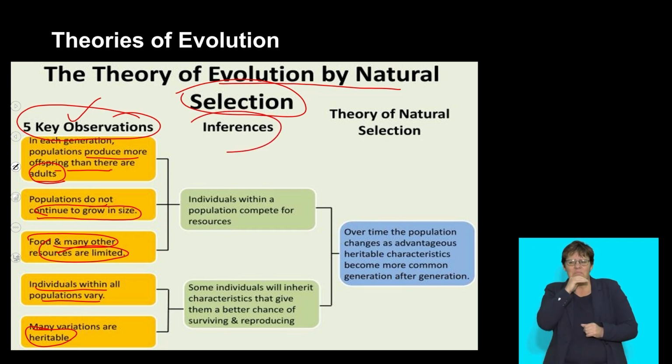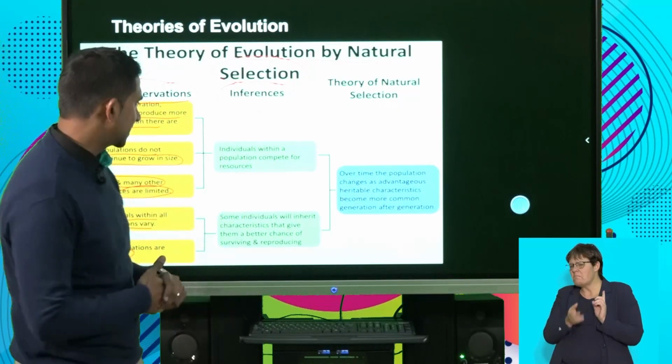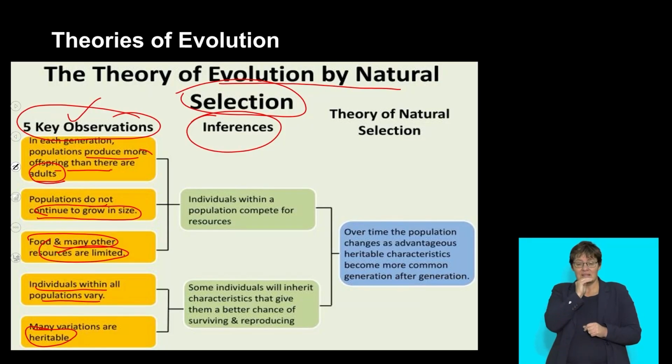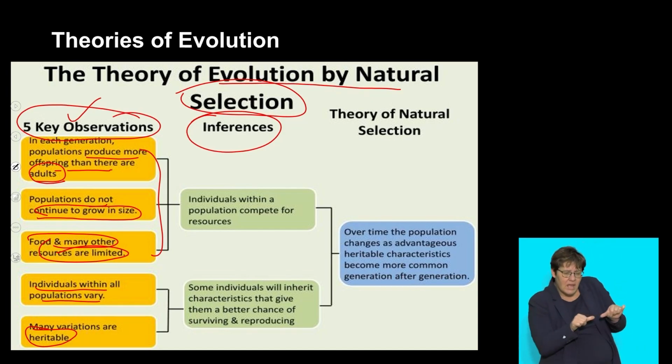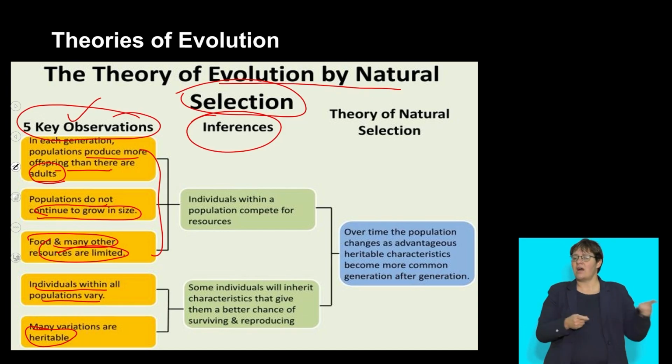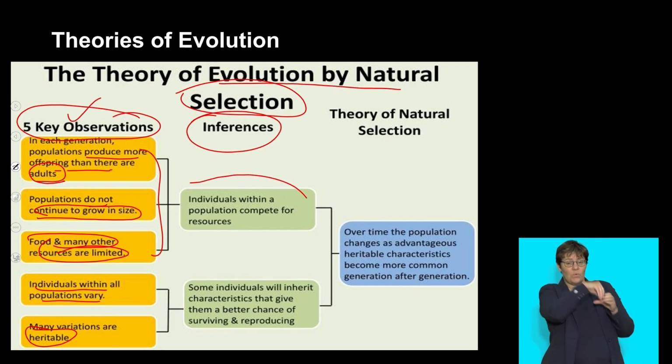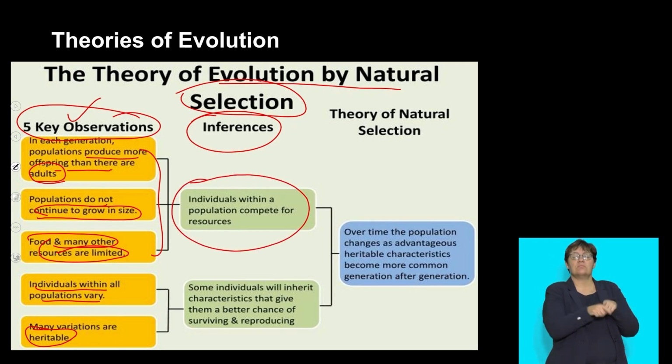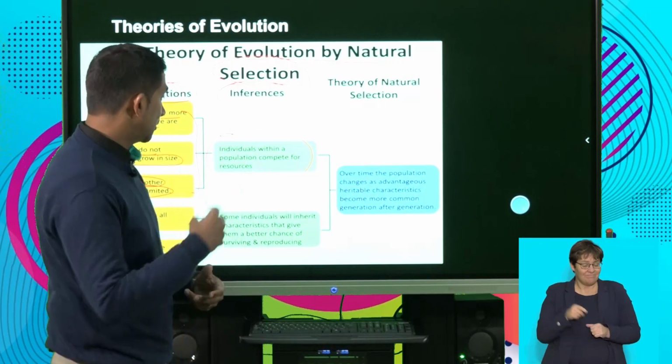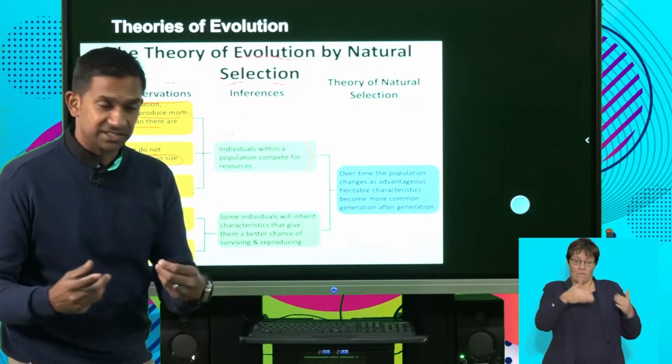What does this mean? When we take those key observations, what can we infer from that? We can infer that these 3 concepts of many offspring, populations growing in size, and limited resources point to individuals within a population competing for resources, meaning that there is competition. And this competition promotes survival of the fittest.